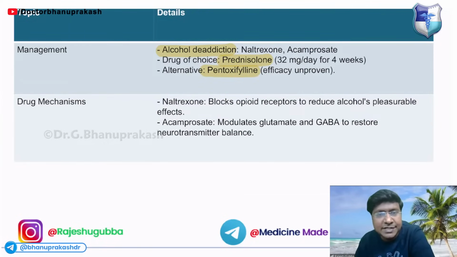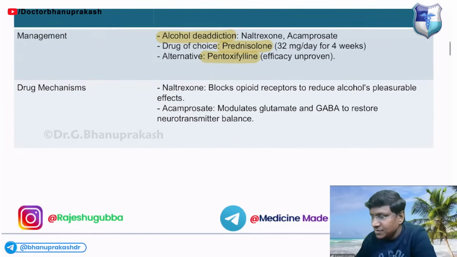So what is the take-home message for alcoholic hepatitis? Your SGOT to SGPT ratio will be more than 1. The first-line imaging investigation will be ultrasound abdomen. The investigation of choice will be biopsy, where you will see the presence of Mallory-Denk bodies. And the scoring systems which decide when to start treatment are the MELD score, Glasgow score, and Maddrey's discriminant function score. The drug of choice will be steroids. So this is about your alcoholic hepatitis.